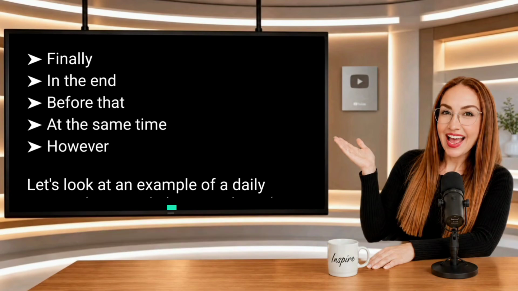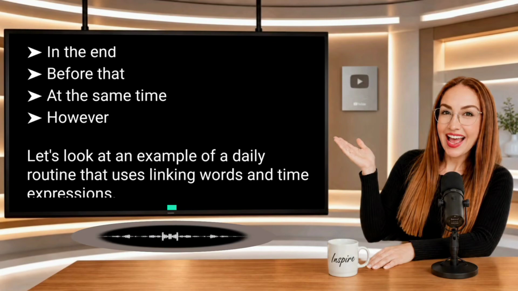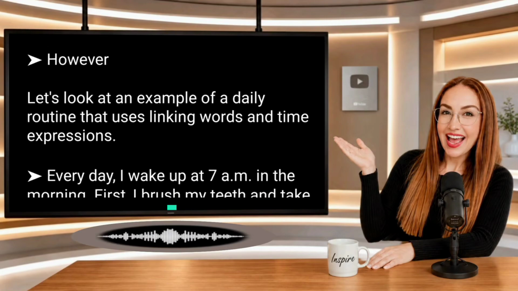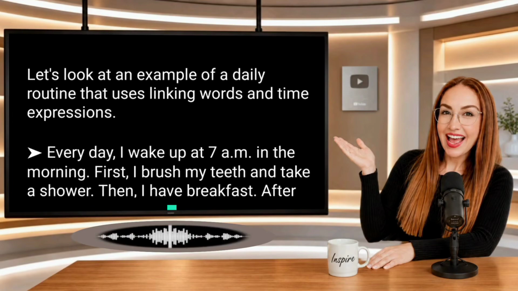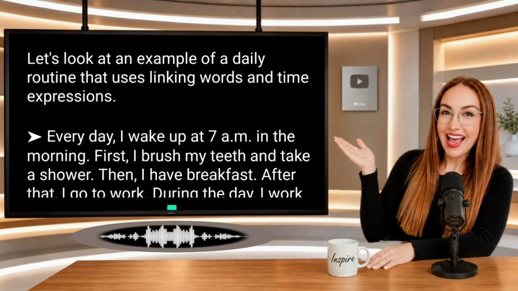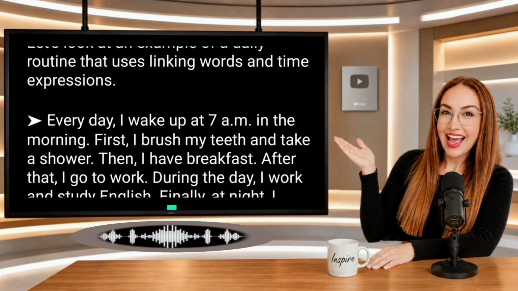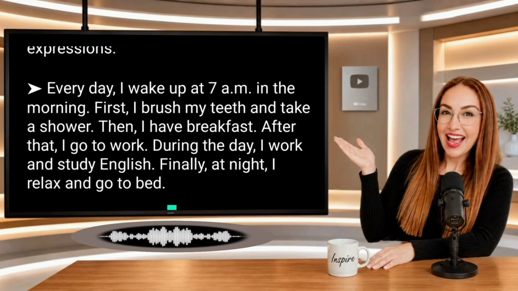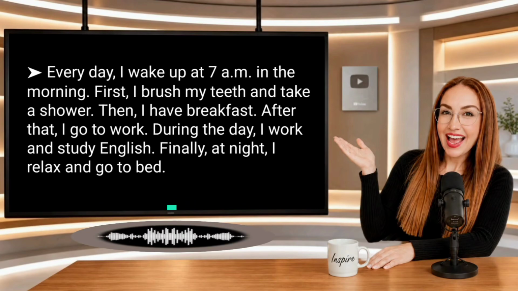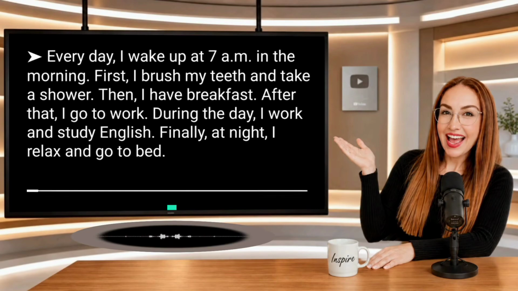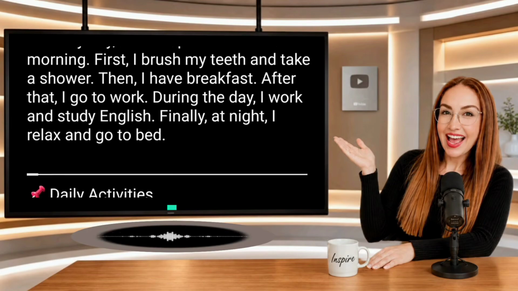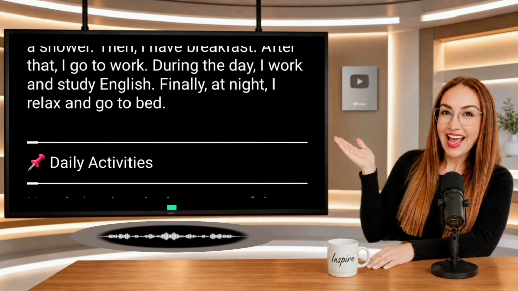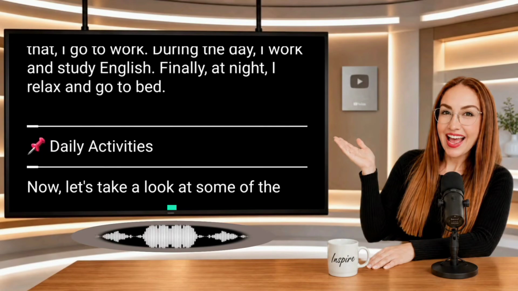Now let's look at an example of a daily routine that uses linking words and time expressions. Every day, I wake up at 7 a.m. in the morning. First, I brush my teeth and take a shower. Then, I have breakfast. After that, I go to work. During the day, I work and study English. Finally, at night, I relax and go to bed.